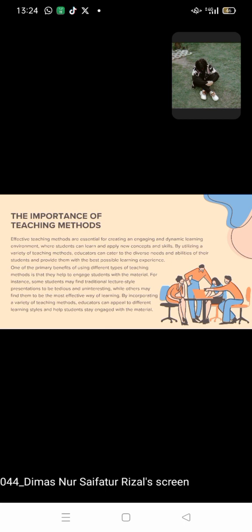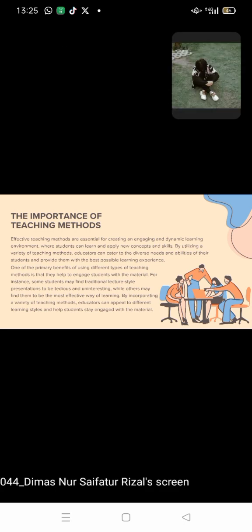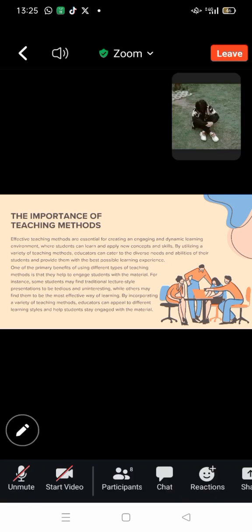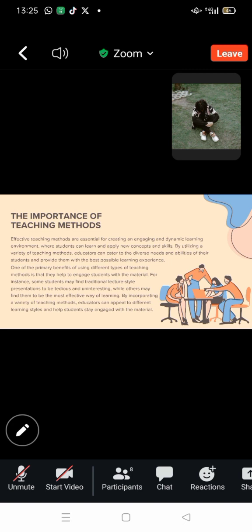One of the primary benefits of using different types of teaching methods is that they help to engage students with the material. For instance, some students may find traditional lecture style presentations to be tedious and uninteresting, while others may find them to be the most effective way of learning. By incorporating a variety of teaching methods, educators can appeal to different learning styles and help students stay engaged with the material.